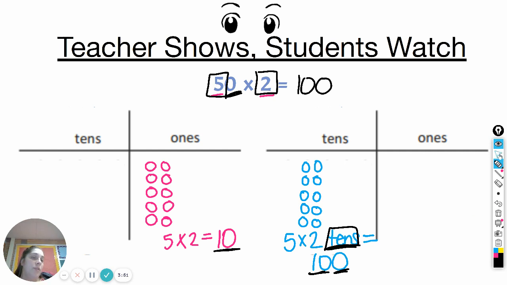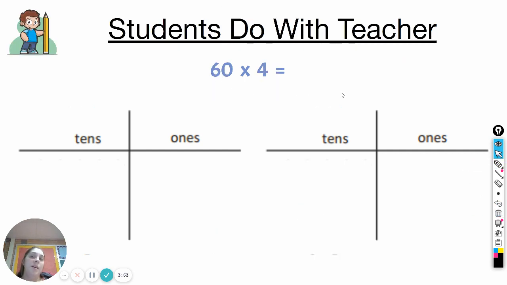Let's go ahead and have you try one with me. Now I have 60 times 4. So the first thing I want you to do is write this equation on your whiteboard, 60 times 4, up at the top. And then you need to make 2 place value charts, just like the 2 I have on mine. I'll give you about a minute to get that set up on your whiteboard, and then we'll start solving.